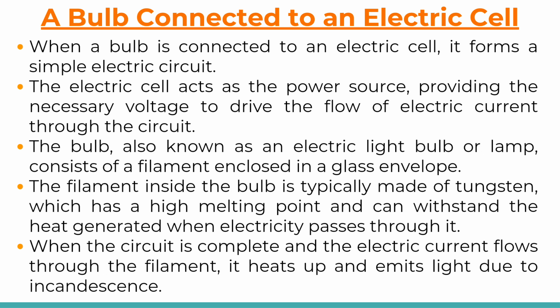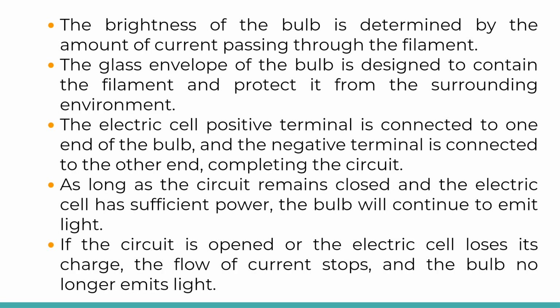When the circuit is complete and the electric current flows through the filament, it heats up and emits light due to incandescence. The brightness of the bulb is determined by the amount of current passing through the filament. The glass envelope of the bulb is designed to contain the filament and protect it from the surrounding environment. The electric cell's positive terminal is connected to one end of the bulb, and the negative terminal is connected to the other end, completing the circuit.